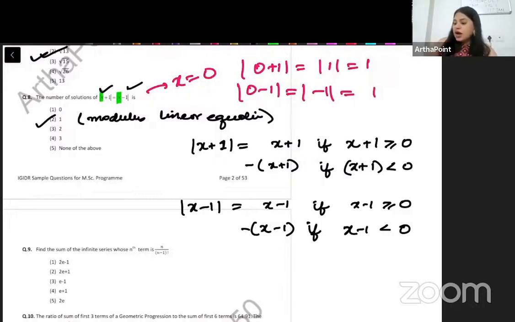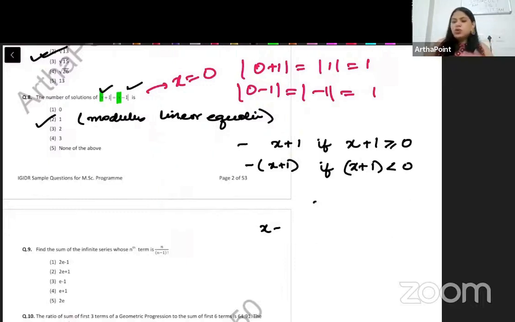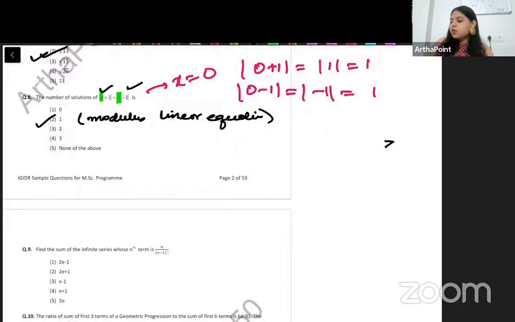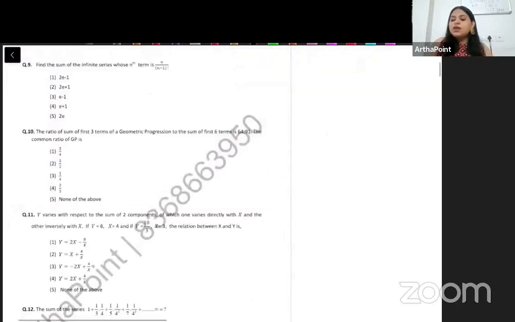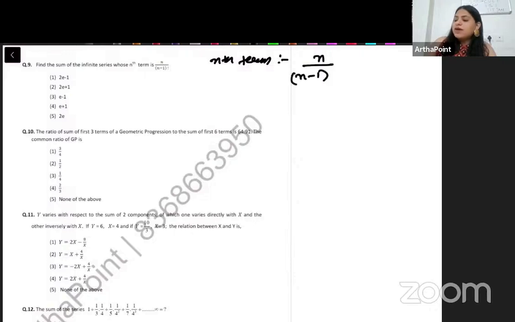I want you to think how you will go through this process, but it's not required. It is a linear equation, and a linear equation will always have just a single solution. That's my claim. Okay, so now come to the next question. Find the sum of the infinite series whose nth term is given to you as n upon (n minus 1) factorial.